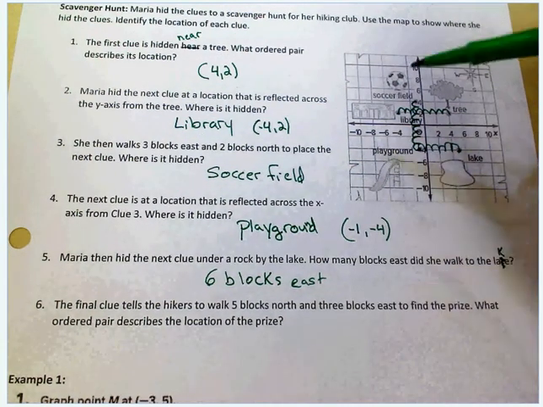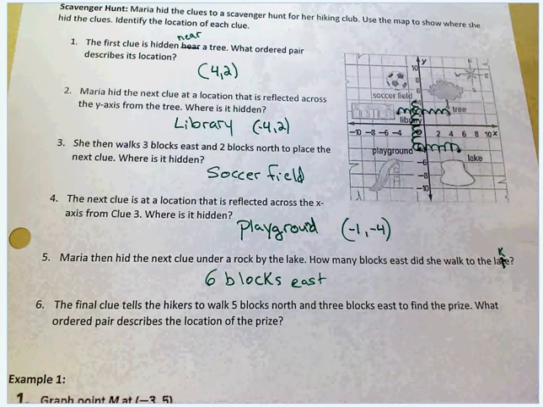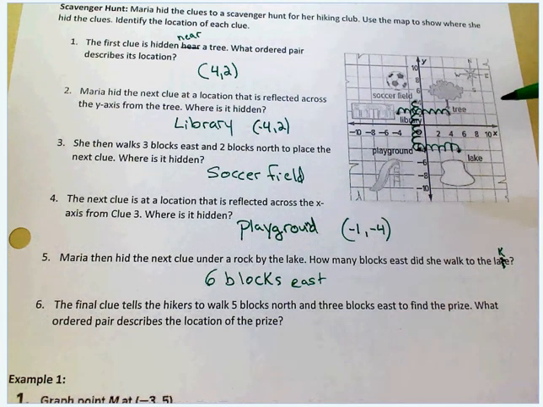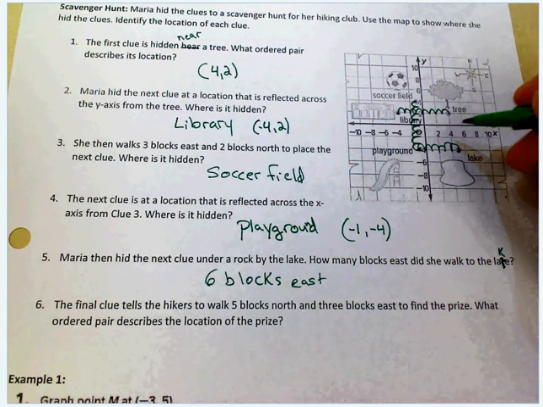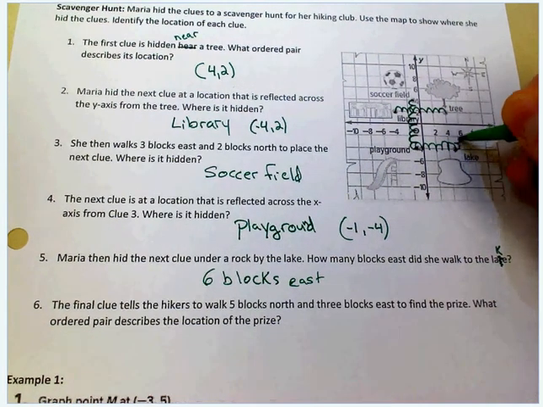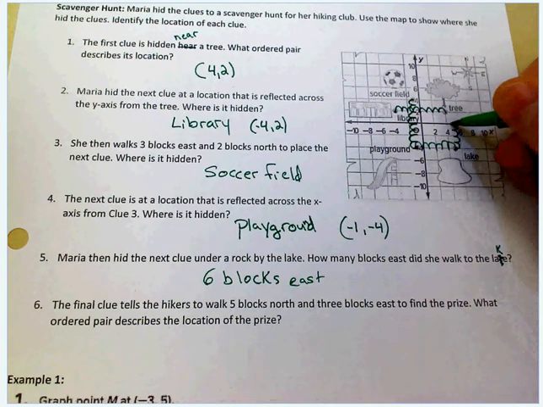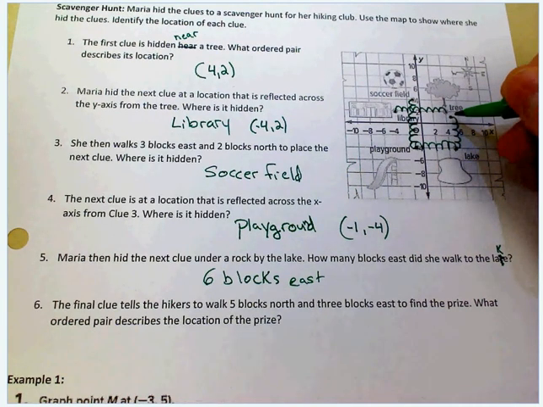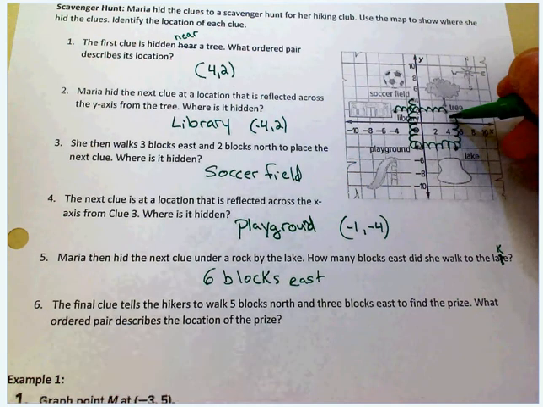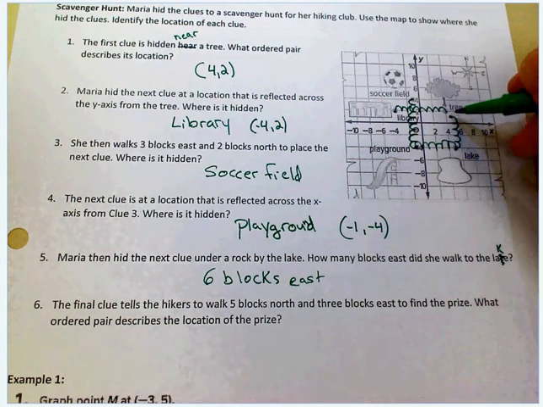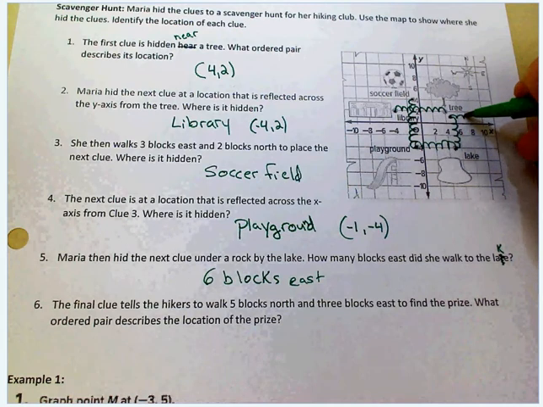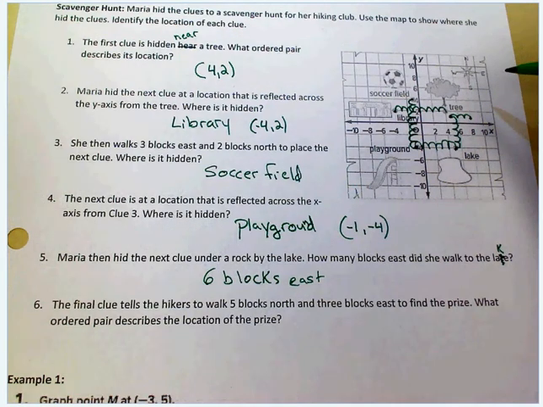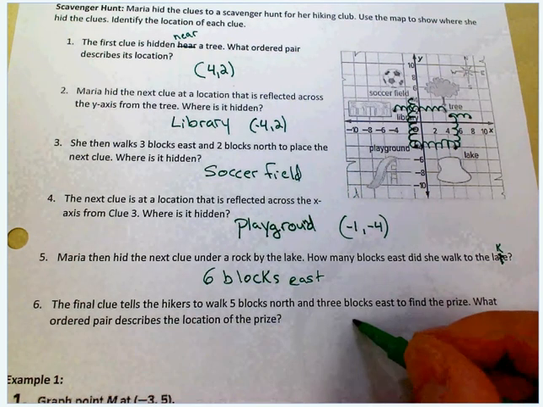Now, the final clue tells the hikers to walk 5 blocks north and 3 blocks east to find the prize. So we're going to go 1, 2, 3, 4, 5. Coming to this point right here, which is 5, 1. And then we're going to go 3 blocks east. 1, 2, 3. Which we are at 8, 1.